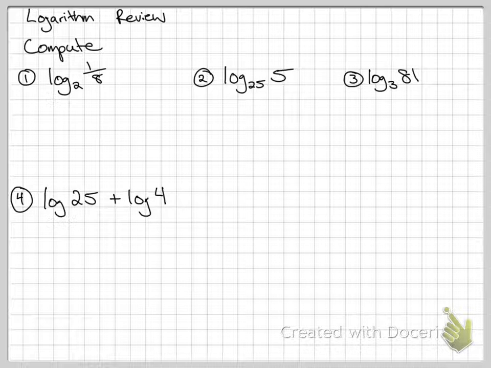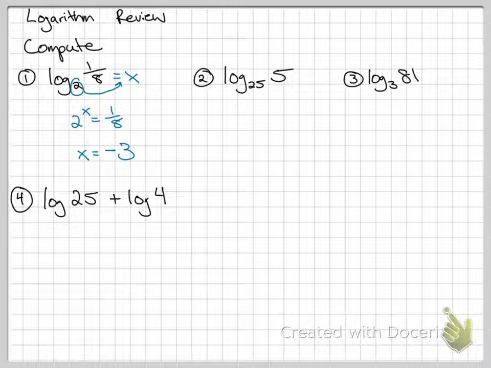Just a hint, when it says compute, you should be getting a single numerical value as your answer. Pause your video. Okay, so I started number 1. When it's compute, I like to set it equal to x because that's what it's asking me to find. What is this logarithm equal? Rewrite it as an exponent, so that's 2 to the x equals 1 over 8. Then remember to get fractions, the exponent must be negative, and 2 cubed makes 8. That's why the answer is -3.